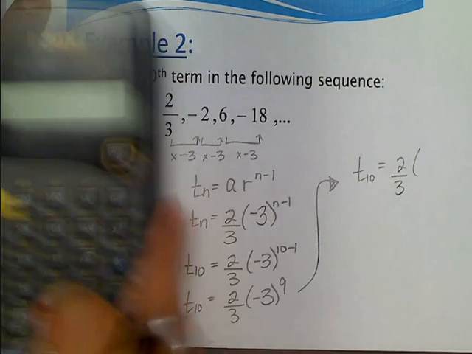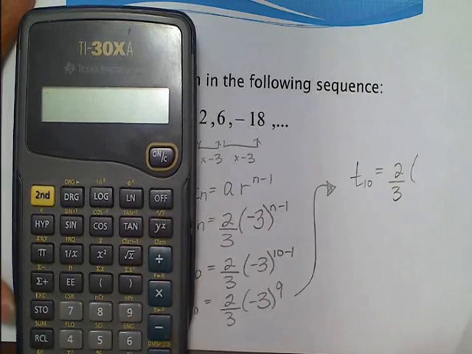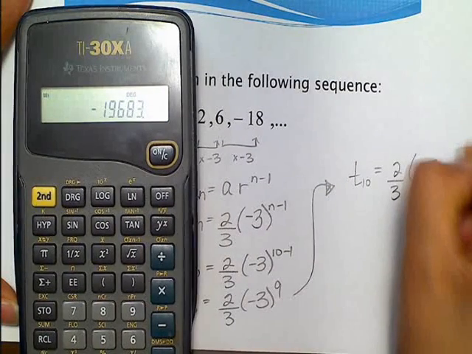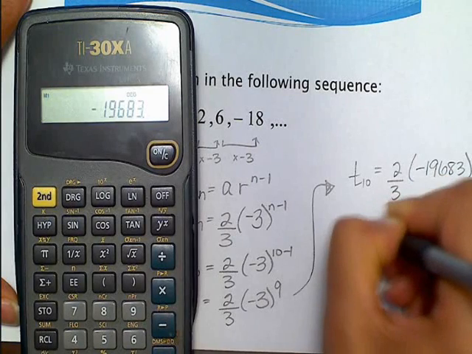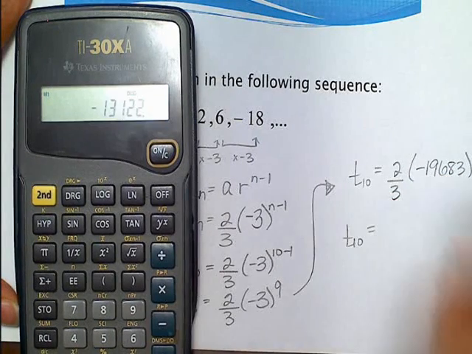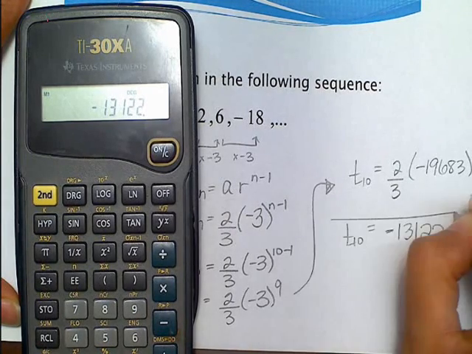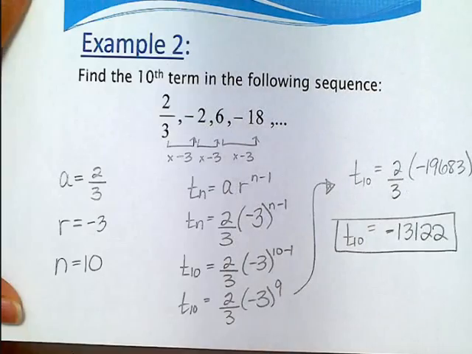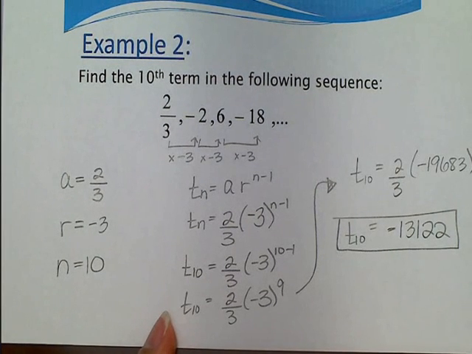And if I simplify this, this is 2/3 of negative 3 to the exponent 9, is equal to negative 19,683. And 2/3 of that is equal to negative 13,122. So there's the 10th term of the sequence.